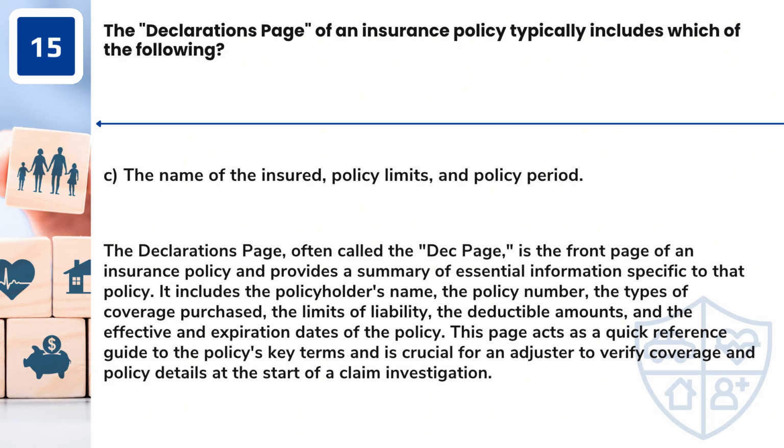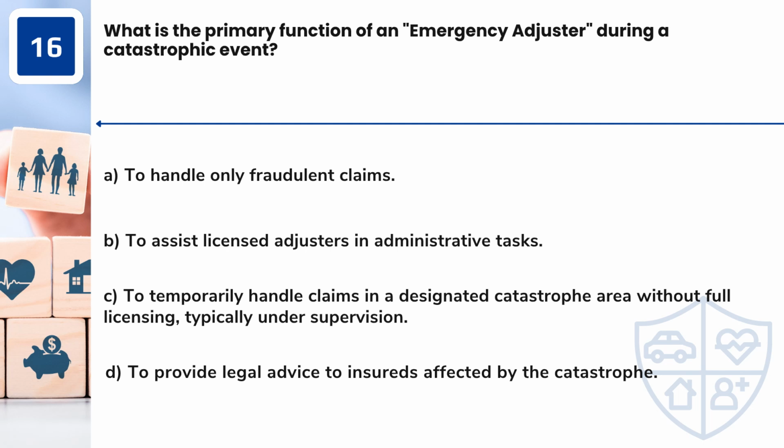This page acts as a quick reference guide to the policy's key terms and is crucial for an adjuster to verify coverage and policy details at the start of a claim investigation. Question 16. What is the primary function of an emergency adjuster during a catastrophic event? A. To handle only fraudulent claims.